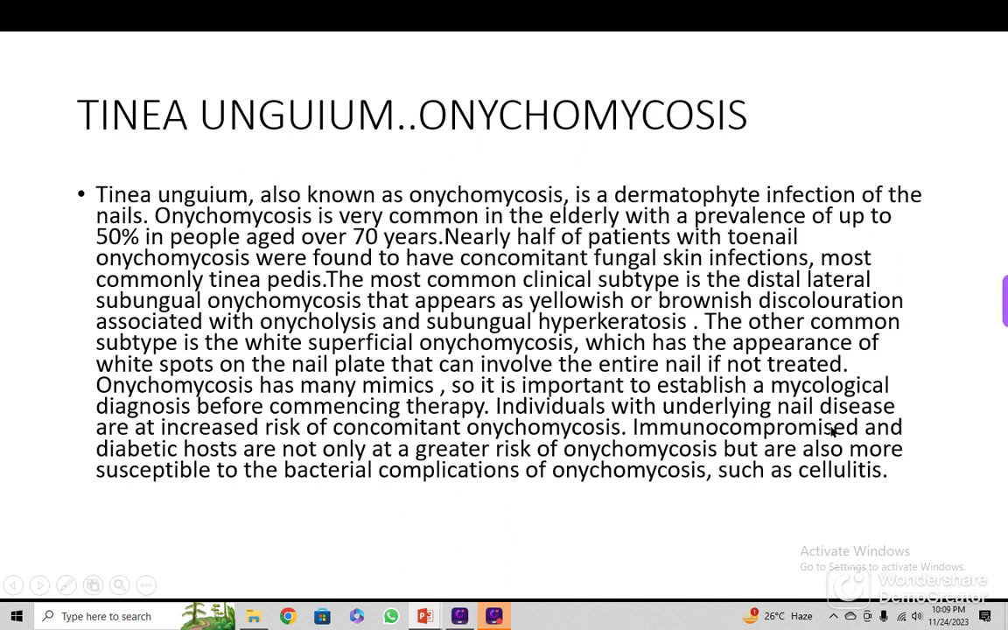Individuals with underlying nail disease are at increased risk of concomitant onychomycosis. Immunocompromised and diabetic hosts are not only at greater risk of this, but are also more susceptible to bacterial complications, secondary infection of the onychomycosis such as cellulitis.